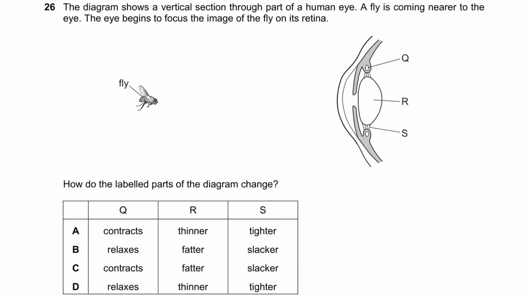Question 26 says the diagram shows a vertical section through part of a human eye. The fly is coming nearer to the eye. The eye begins to focus the image of the fly on its retina. So when something gets closer to the eye, the ciliary muscle contracts so that the lens can be fatter and the light can be deflected more so that it focuses on the retina. So Q contracts, this eliminates options B and D, and the lens becomes fatter, so the answer is C.